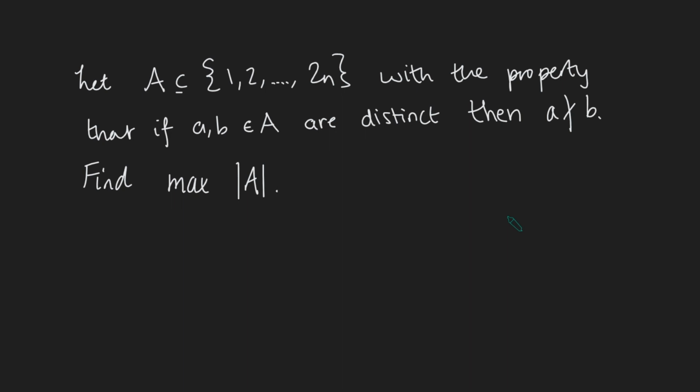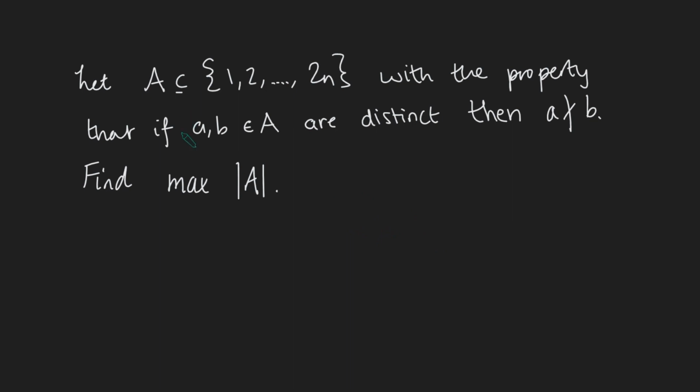I've got a fun set problem. Let A be a subset of the positive integers from 1 up to 2n, with the property that if a and b are distinct elements of A, then a does not divide b. We want to find the maximum possible size of A, and obviously this will depend on what n is.